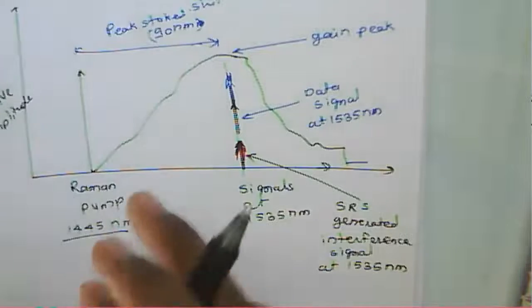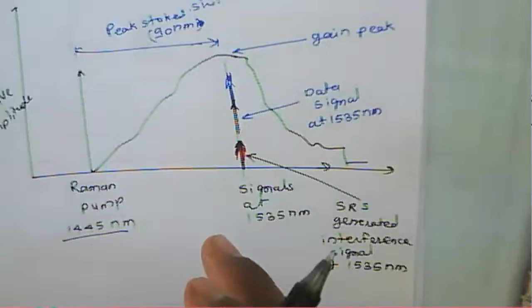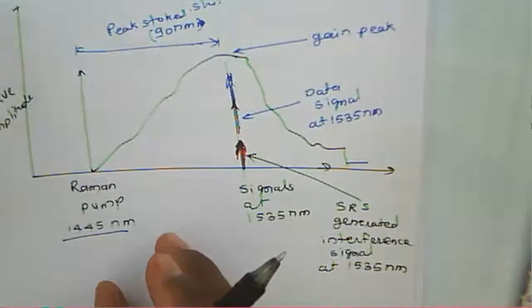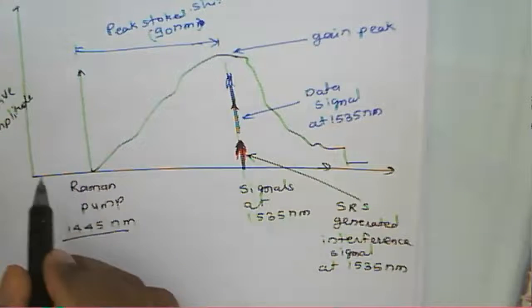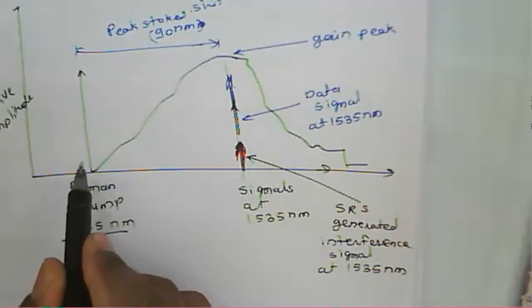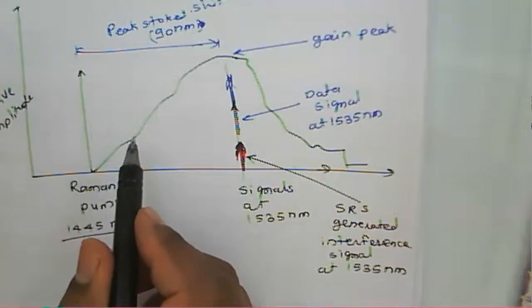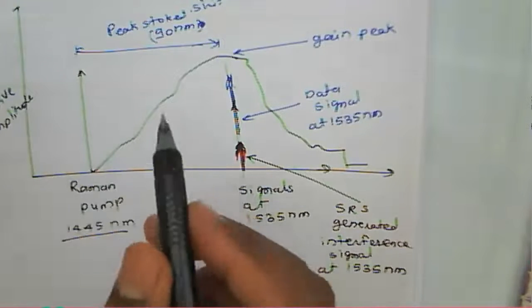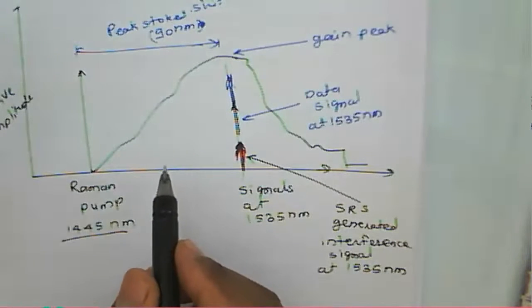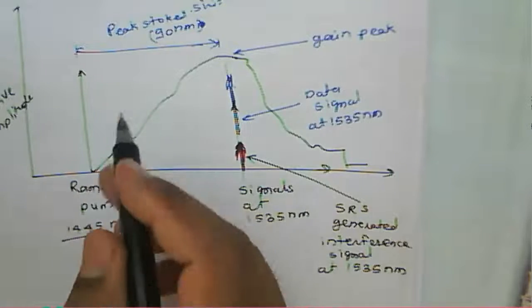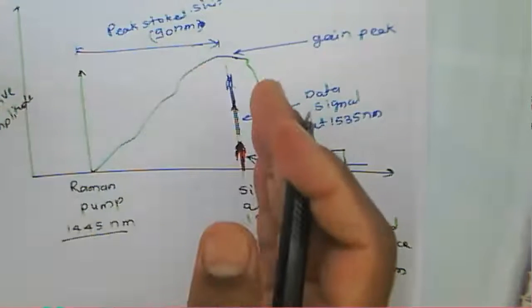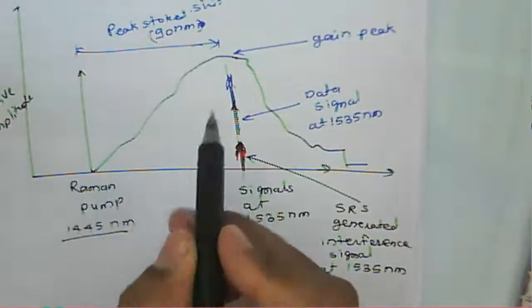So in the Raman amplifier, this is nothing but a shift to a longer wavelength, and that shift from one wavelength to another wavelength is called a Stokes shift.